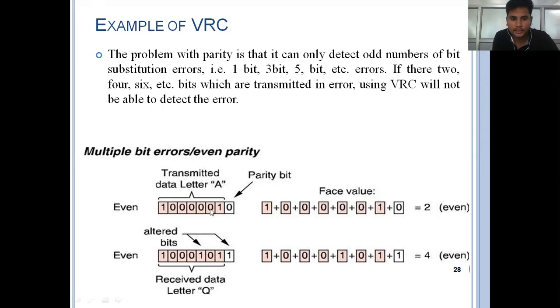The transmitted data is the letter A. Here the parity bit is being added. Already it is even parity. The parity bit added is 0. Why? Because the number of ones here is 2. Whatever data we are transmitting, this is the original data, and in this original data the number of ones is 2. So it is already even parity, and for that purpose we just add 0. The generator generates 0 for the original data.